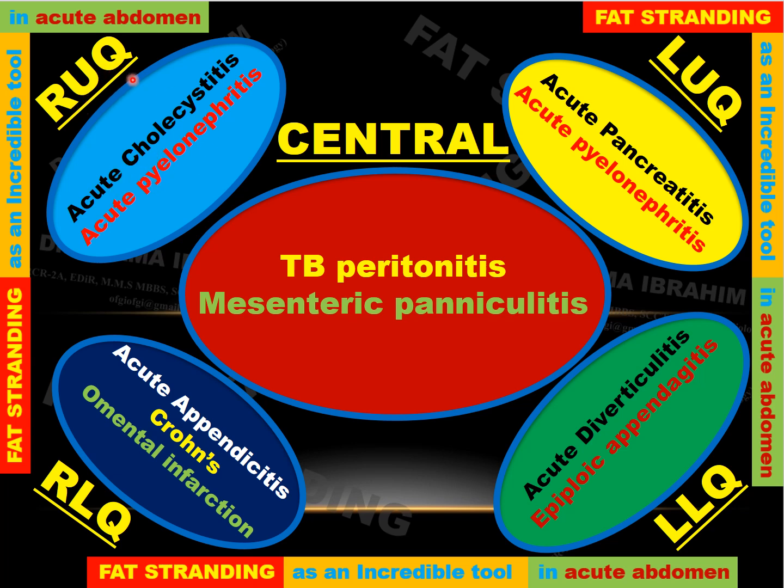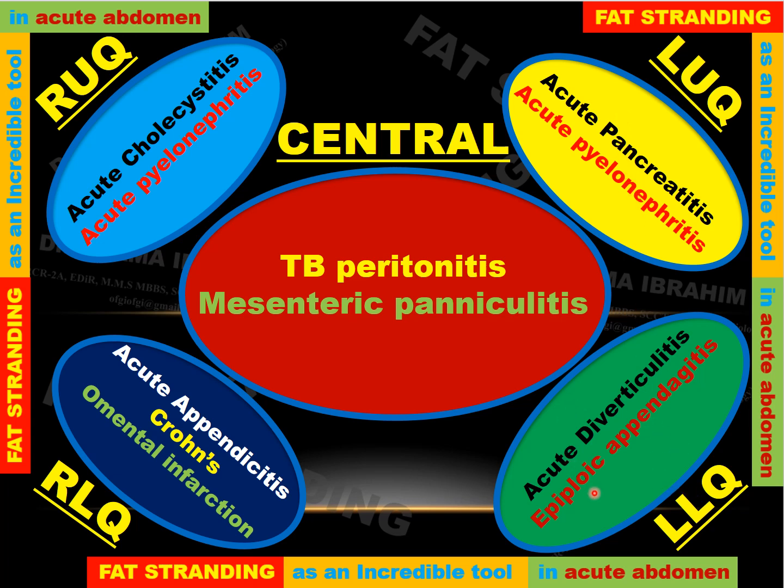For example, if the right upper quadrant is the area of interest, you should confirm your diagnosis by scrutinizing the gallbladder for acute cholecystitis or the right kidney for pyelonephritis. If the fat stranding is detected in the left upper quadrant, you should scrutinize the pancreas and left kidney to diagnose acute pancreatitis or pyelonephritis respectively.